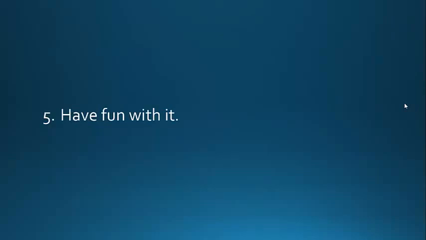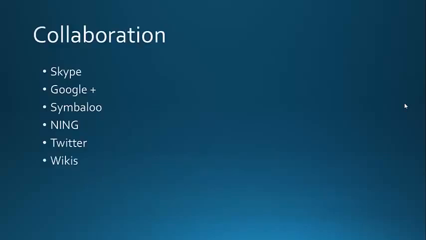Some examples of some resources. These are divided by the skill. Collaboration. There's Skype, an online video conferencing program. Google Plus, a social network along the lines of Facebook or Twitter, but it has different qualities, different pluses and negatives, as do Twitter and Facebook. Symbaloo, which is a digital bookmarking program used for gathering sources, which either the students can do or the educator can do and share with the students.